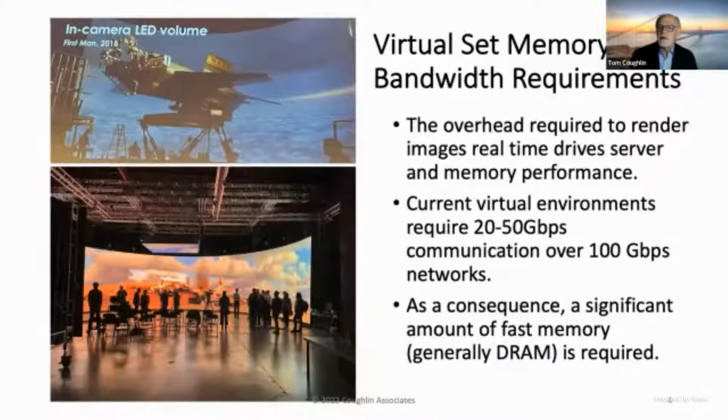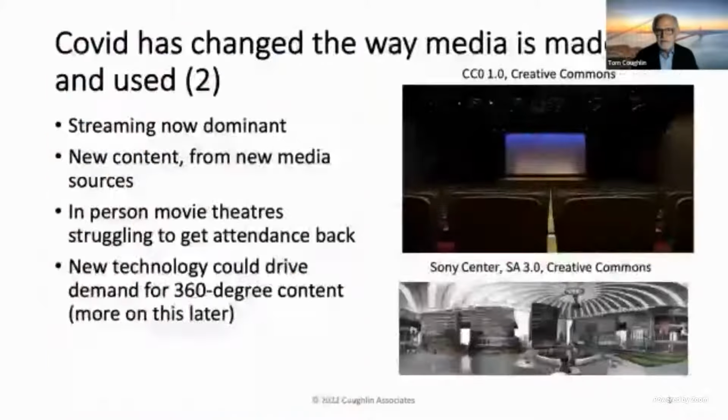And the overhead required to render images in real time, though, drives server and memory performance. Also, rendering tends to require input and output requests for data to come in bursts. Current virtual environments require something like 20 to 50 gigabit per second communication over 100 gigabit per second networks. As a consequence, a significant amount of fast memory, generally that's DRAM, although there are new memory technologies out there now as well, is required.